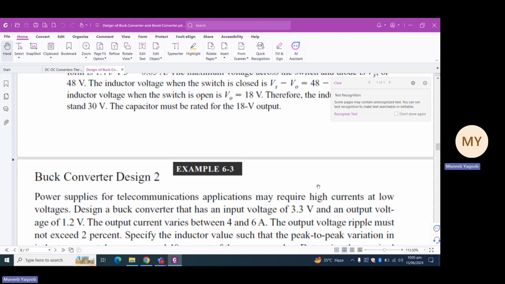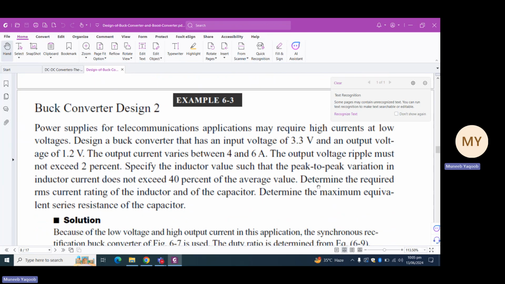Now coming to another example, they are saying that power supply for telecommunication applications may require high current at low voltages. Again, the input voltage is 3.3 volt, while the output voltage is less than 3.3 volt, that is, it is 1.2 volt. So we can easily conclude that again, it is a buck converter.